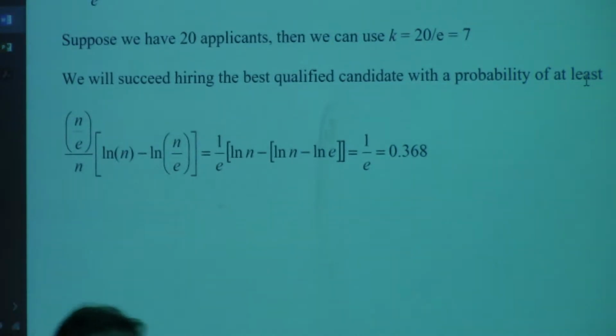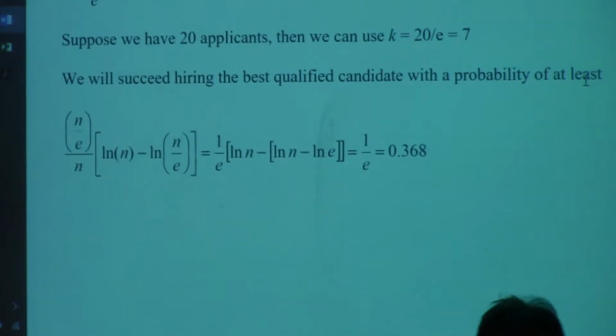We will succeed in hiring the best qualified candidate with a probability of at least. Now, how do I get this probability? That's where I get my lower limit. So I got my lower limit. Yes, Damien? Just ask a question about how the derivative works. Yep, I'll go through that later with you.